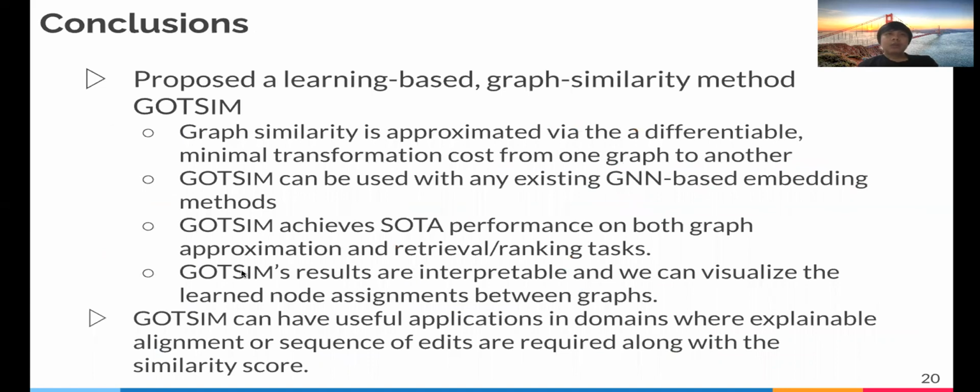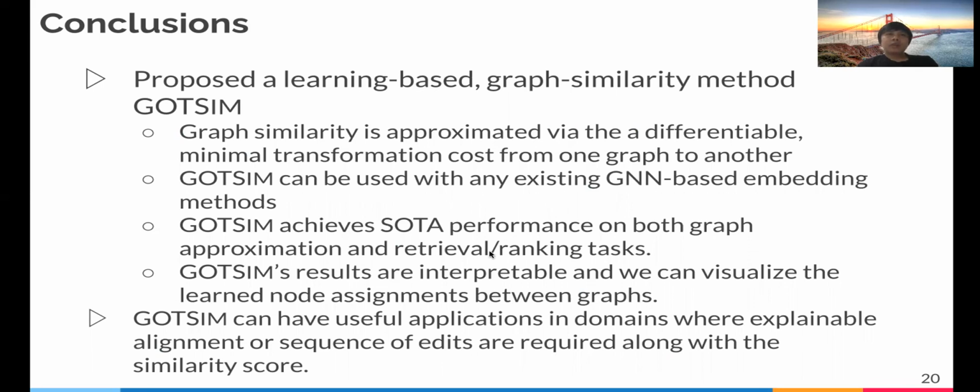So in conclusion, we propose a learning-based graph similarity method called GED-SIM. Essentially, in this approach, the graph similarity is approximated by a differentiable minimal transformation cost from one graph into another graph. The method can be used with any existing GNN-based embedding methods besides GCN, and we show that GED-SIM achieves state-of-the-art performance on both graph approximation and retrieval ranking tasks.